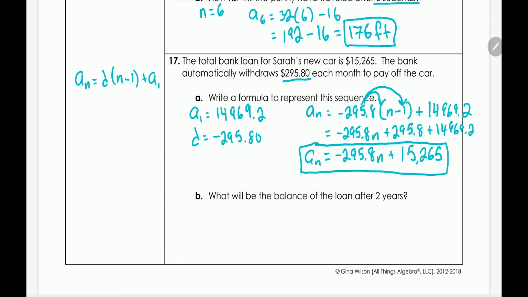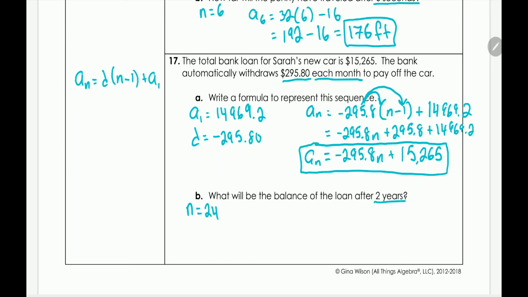So what will the balance of the loan be after 2 years? This is kind of a trick question because we're given years, but in the problem, it's months. So in other words, how many months are 2 years? If you don't know that, get a calendar and count. There's 12 months in a year, there's 2 years, so we're going to be evaluating this for the 24th month. So we're going to set n equal to 24.